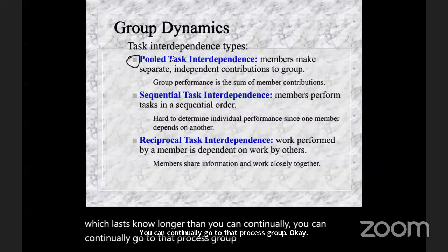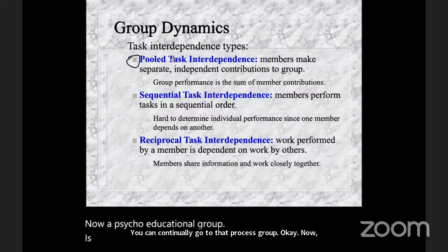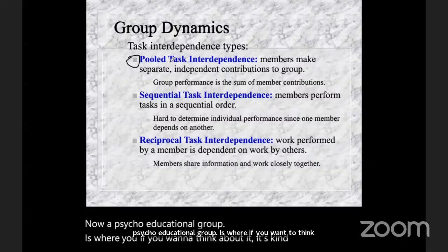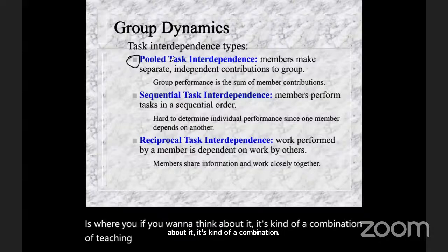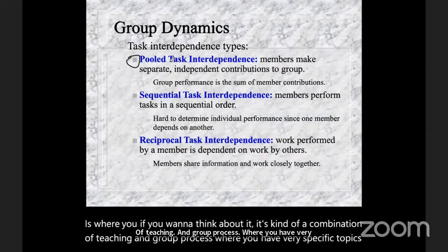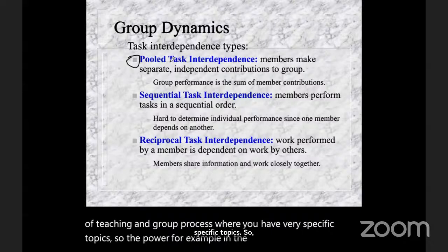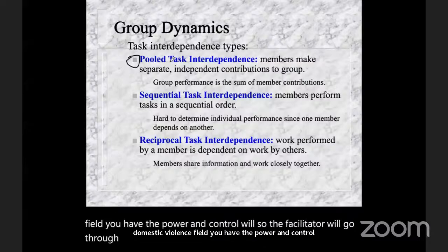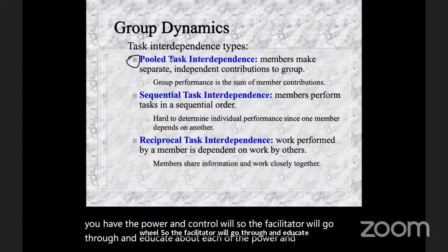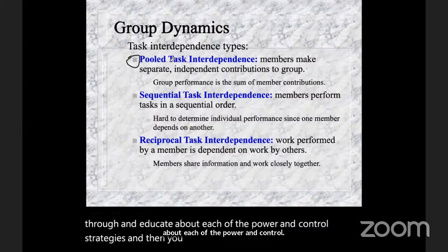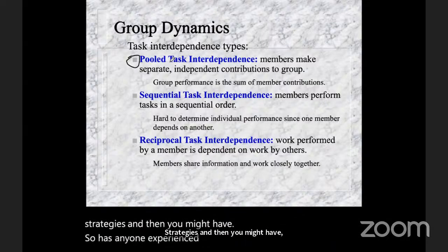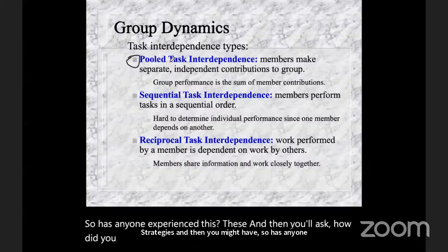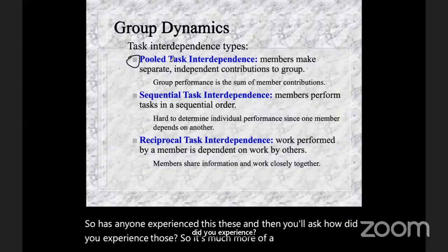Now, a psychoeducational group, if you want to think about it, is kind of a combination of teaching and group process, where you have very specific topics. So, for example, in the domestic violence field, you have the power and control wheel. The facilitator will go through and educate about each of the power and control strategies. And then you might ask, has anyone experienced these? And then you'll ask, how did you experience those? So it's much more of a directed type of group.